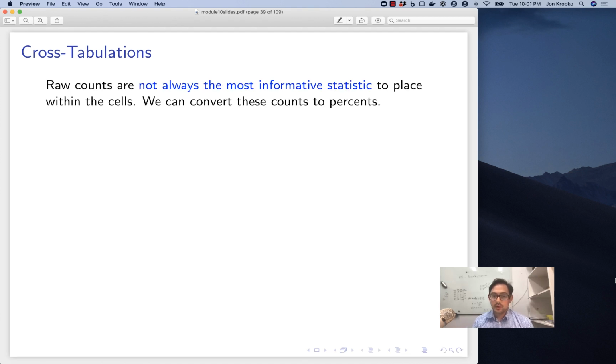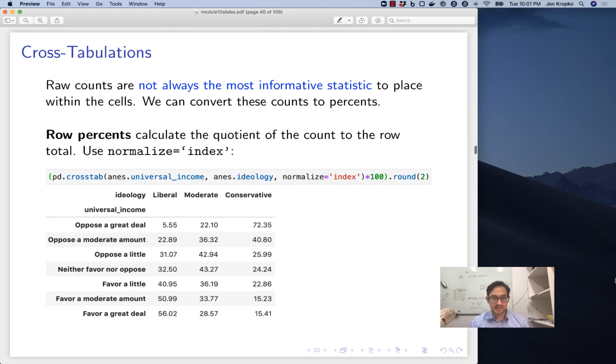Now, raw counts are not always the most informative statistic to place within the cells. We can convert these counts to percents. There are a few different kinds of percents. First, we can use row percents with normalize index. A row percent calculates the quotient of the count in each cell versus the sum across a row. The way these are interpreted, of those who oppose a universal basic income a great deal, 5.5% are liberal, 22.1% are moderate, 72.35% are conservative. So those are row percents.